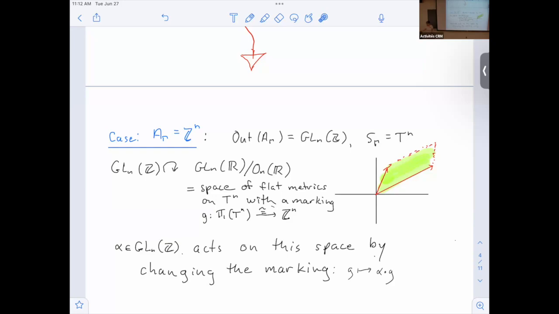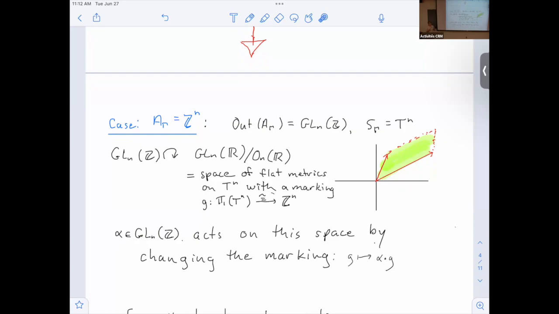Okay, so that's the point. It gives me a flat metric, but a flat metric with a marking. That is, I've chosen two curves which are a basis for my torus. So it's a flat metric together with a choice of generators for the fundamental group. So that's how I want to think of points in here.